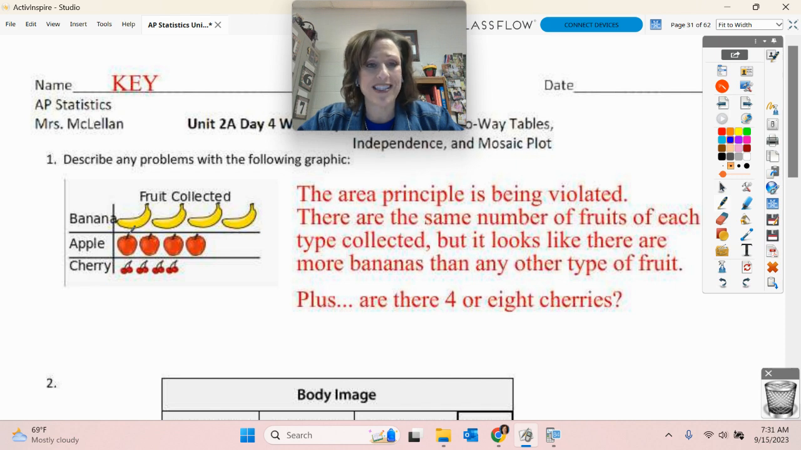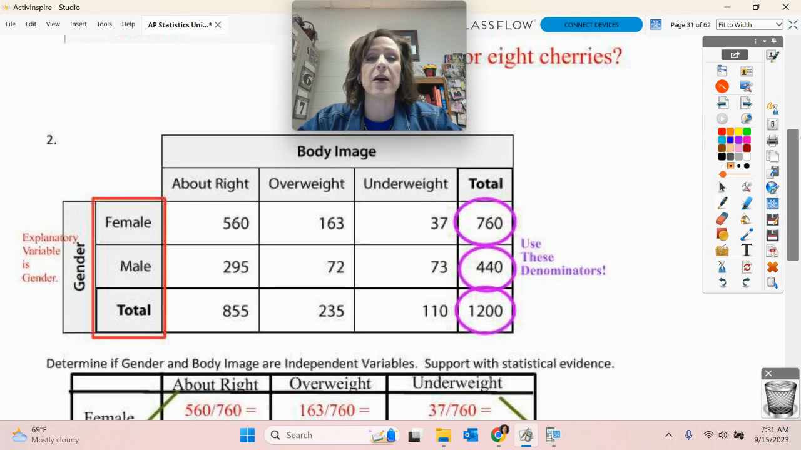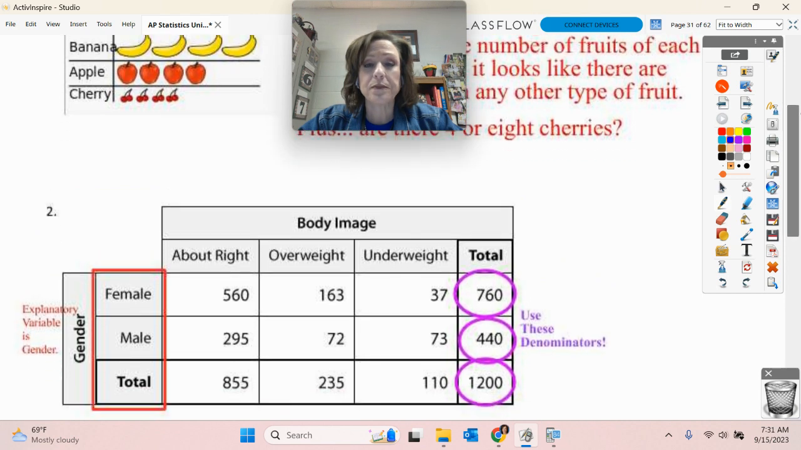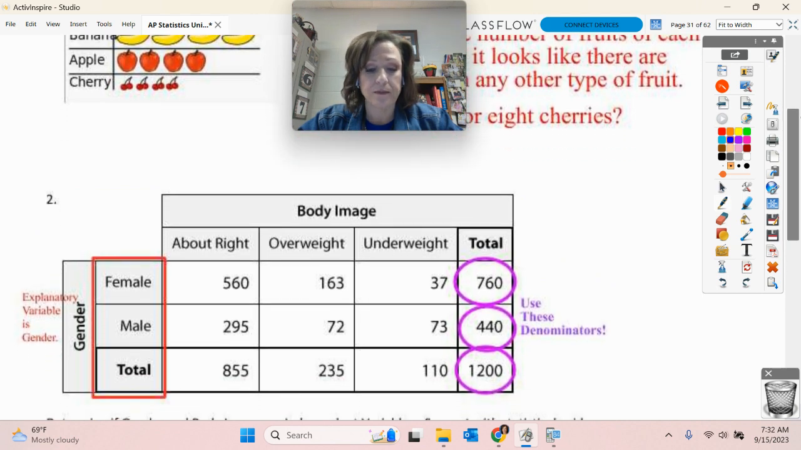See, these fruits are different size, and so it kind of looks like there's less cherries because there's only 4, they're smaller, and it looks like there's more bananas, but there's still only 4 of each of those. Plus, is there 4 cherries or 8 cherries? I don't know. Okay, now, this is, once again, one of your discussions about if there is an association between two variables and using the information in our two-way table.